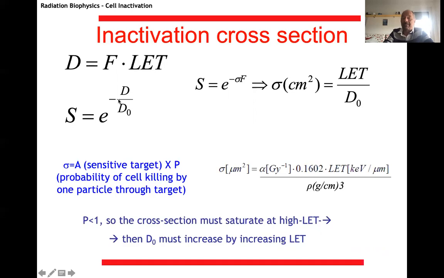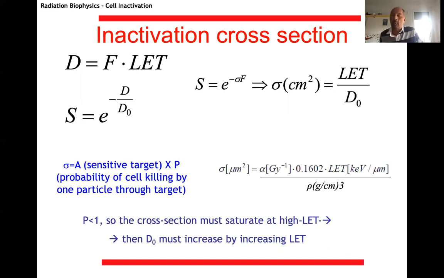Okay, so you have S that can be written as e to the minus D over D0. The beta term is 0, so everything is linear. But of course, the dose is the fluence times the LET. So you can write this survival as e to the minus sigma F, where sigma is LET divided by D0. You see, the LET divided by D0 is actually the cross-section. So you see now, this is a cross-section. So it's the product between the sensitive target and the probability that one ion through the sensitive target induces the effect, which in this case is cell killing.